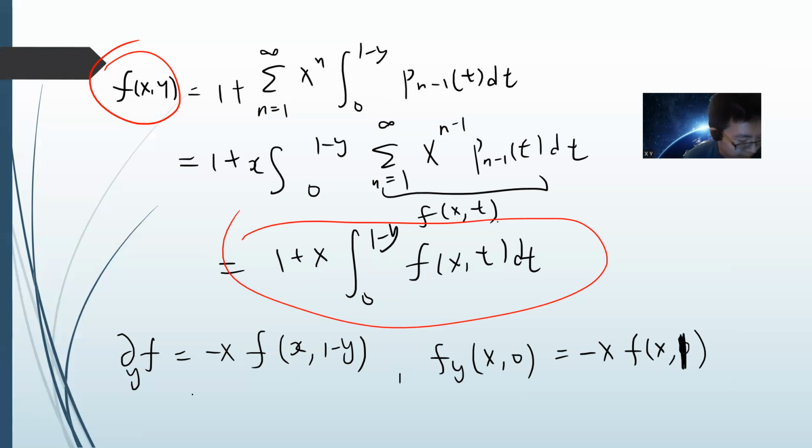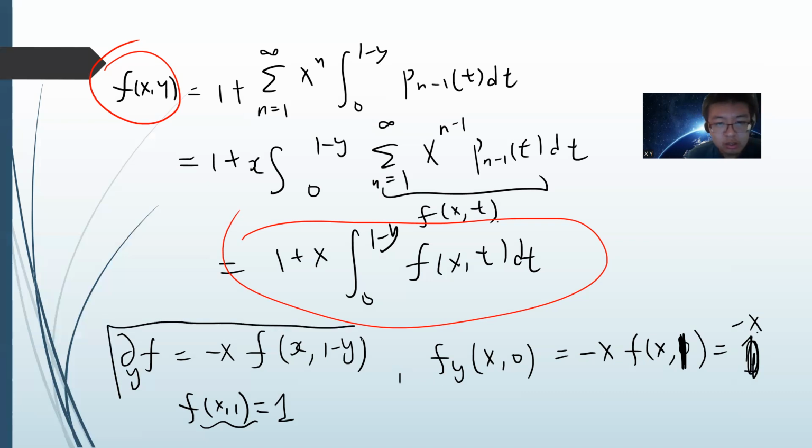And you can check that obviously at f(x,1). So what is f(x,1)? If you plug in f(x,1), then by definition you get 1, so this must be 1. Oh, sorry, minus x. Okay, so this tells you that the partial derivative of f with respect to y is minus x f(x, 1 minus y), and then we get this.